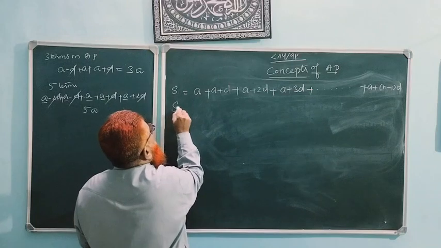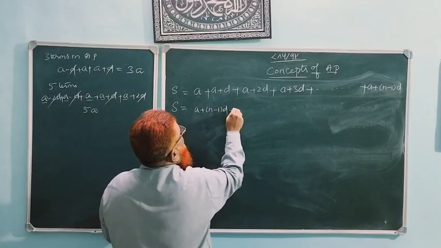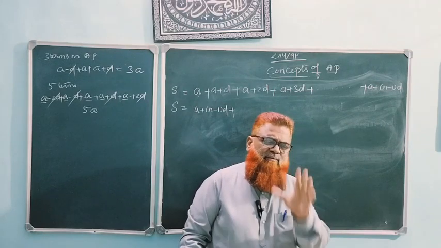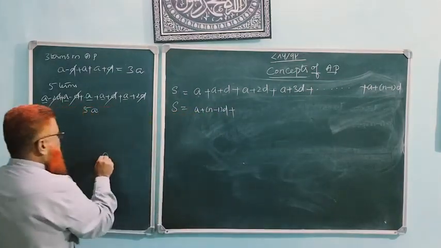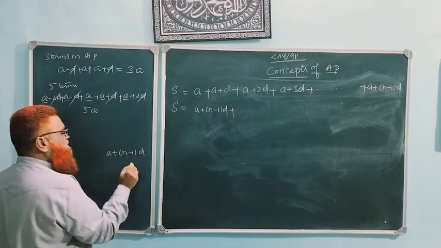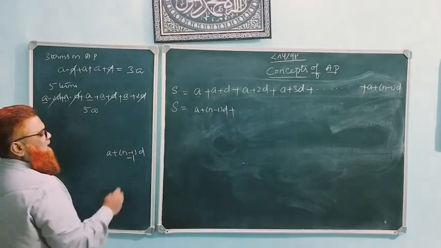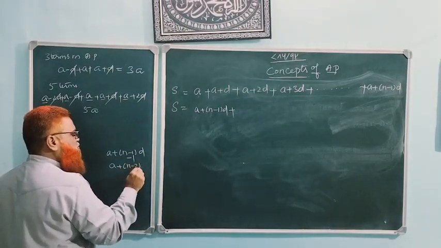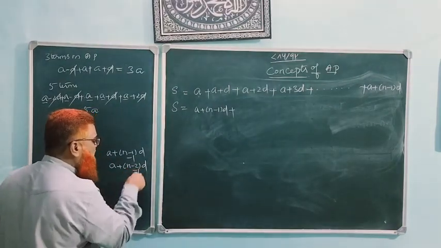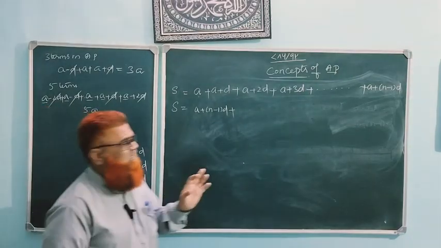Here A is the first term and A plus (n minus 1) into D is the last term. In my reverse form of the series, I write A plus (n minus 1) into D, plus what is the preceding term to A plus (n minus 1) into D? Its preceding is found by adding minus 1 to it. It becomes A plus (n minus 2) into D. And the preceding term for this? Add minus 1: A plus (n minus 3) into D. I hope you understand this one.